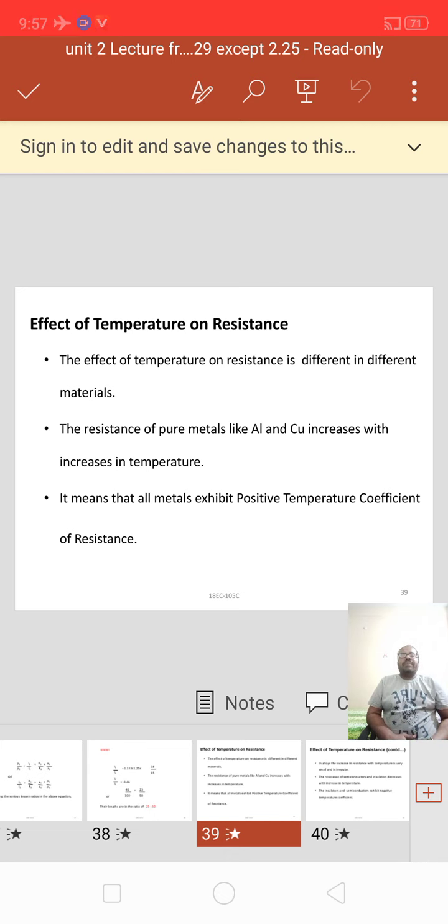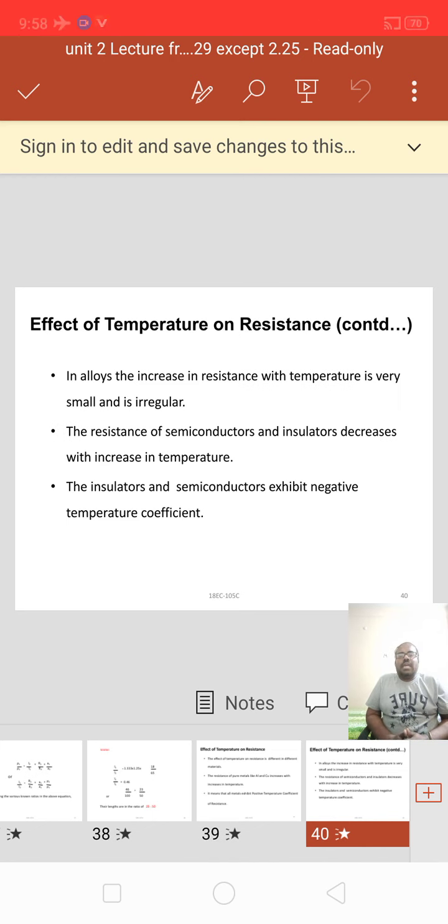The effect of temperature on resistance is different in different materials. The resistance of pure metals like aluminum and copper increases with increase in temperature. It means that all metals exhibit positive temperature coefficient of resistance.